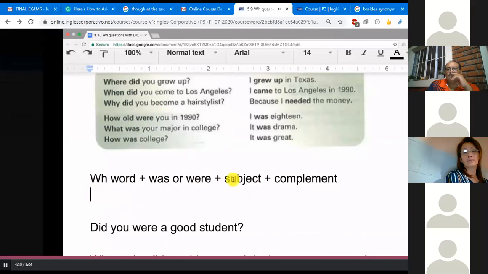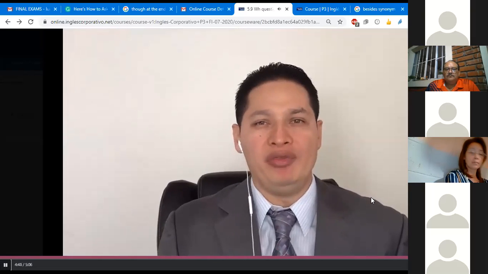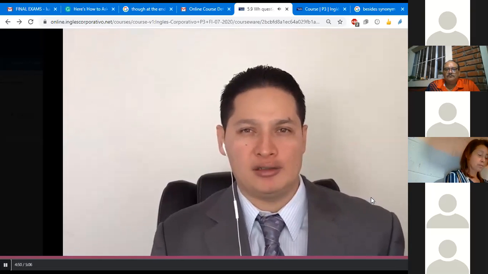Let's break down an example from the chart. What was your major in college? First, we need to add the WH word, what. Then we need to add was or were. After that, we include the subject, your major. Finally, we need to add a complement and a question mark at the end. In college. Now it's your turn to practice making WH questions with did, was, and were.